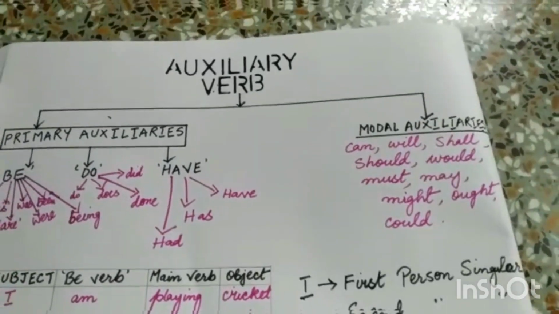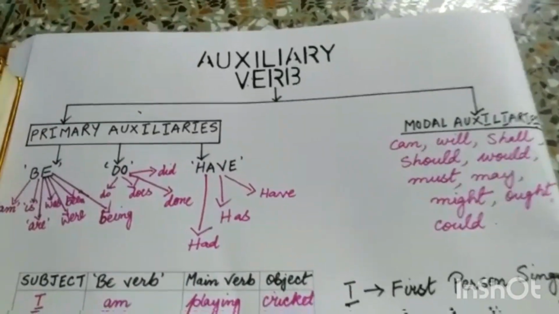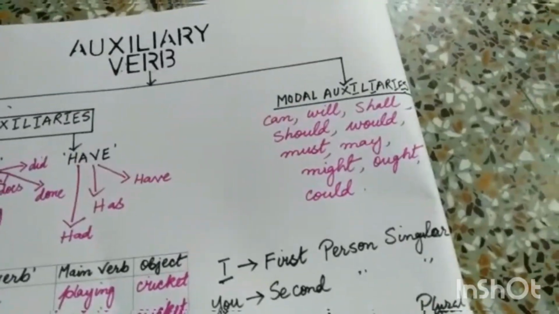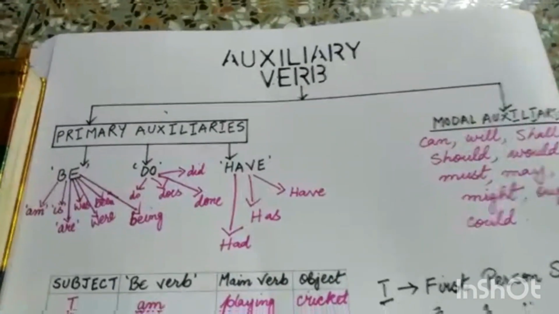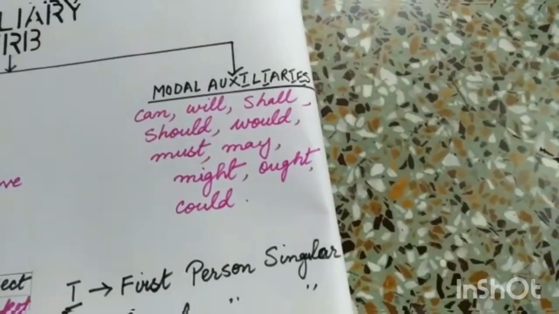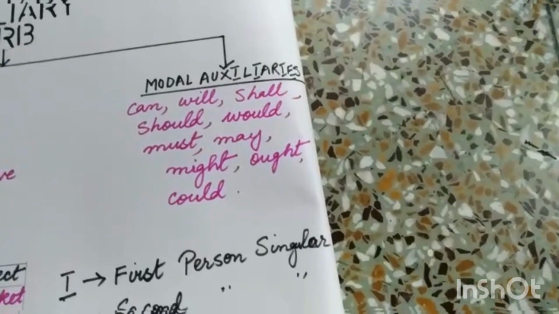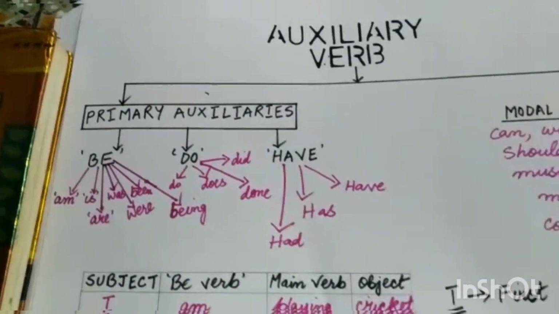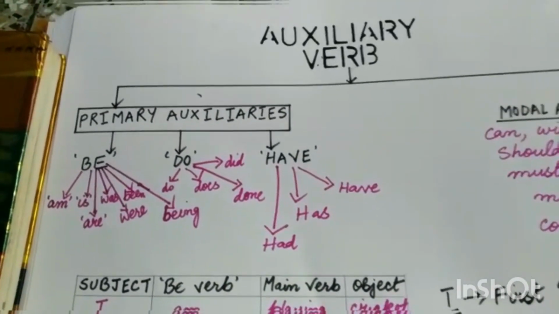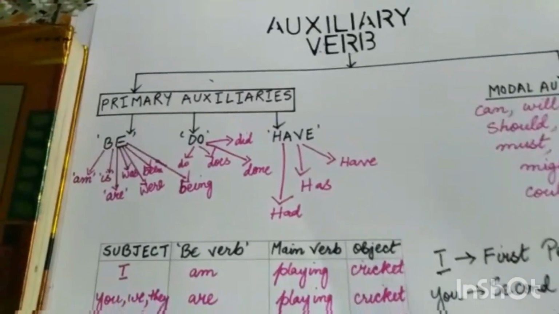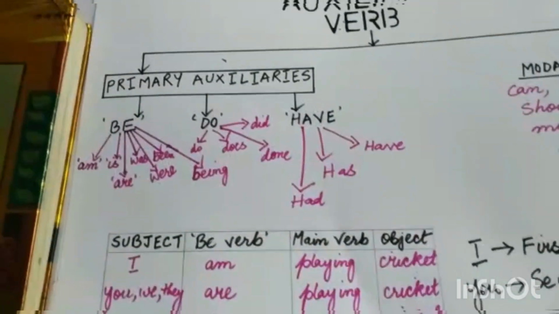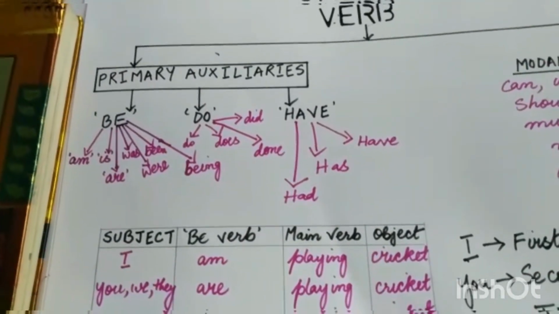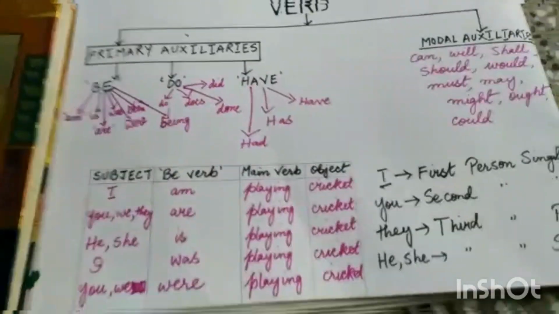So the auxiliary verbs are of two types, primary auxiliaries and modal auxiliaries. Now the primary auxiliaries are be, do and have, and the modal auxiliaries are can, will, shall, should, would, must, may, might, ought, could. So in today's lesson I am going to focus solely on the be verbs, which is one type of the primary auxiliary verbs. So what are the be verbs? Am, is, are, was, were, been, being.